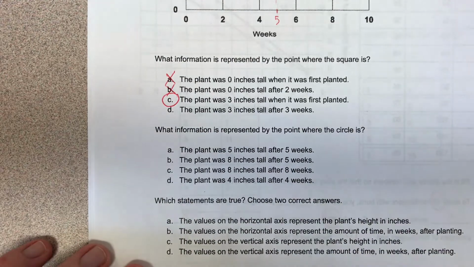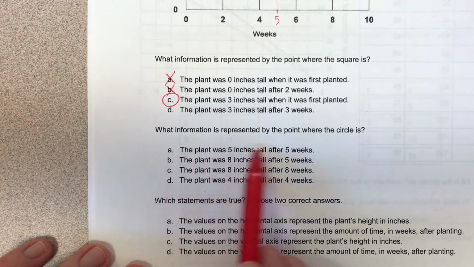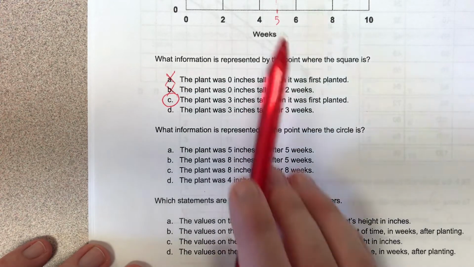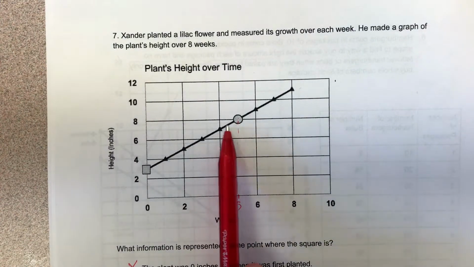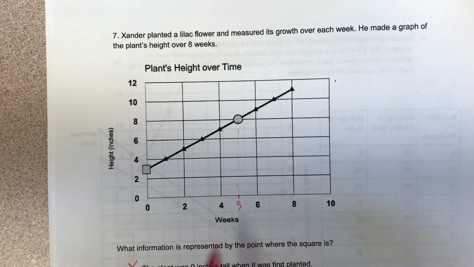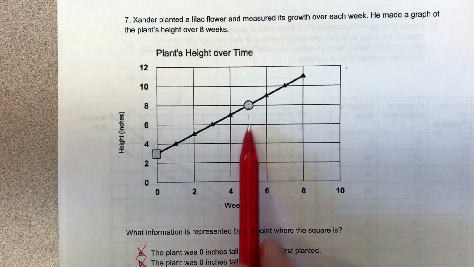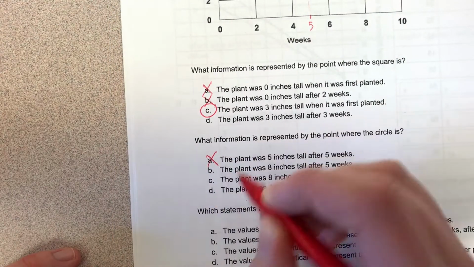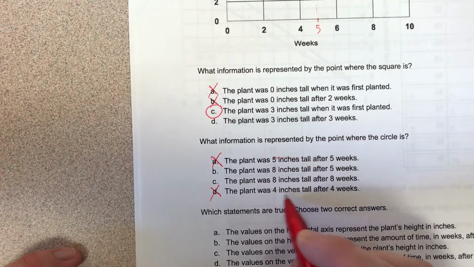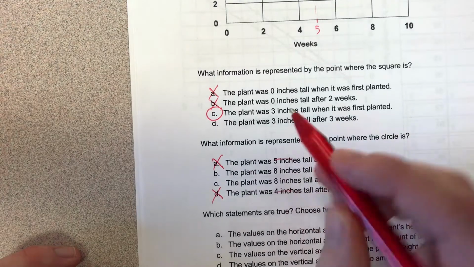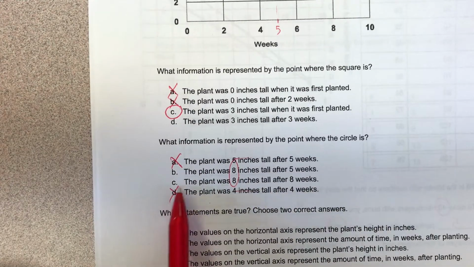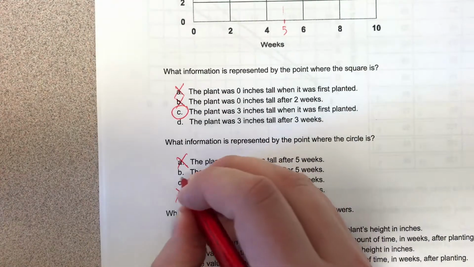The first one says the plant was 5 inches tall after 5 weeks, but we know that's not right. It was 8 inches tall after 5 weeks. So we're looking for 8 inches tall, so we can X out these two that say 5 inches and 4 inches. It has to be 8 inches, so it's got to be one of these two, B or C. And it was after 5 weeks. So 8 inches tall after 5 weeks is letter B.